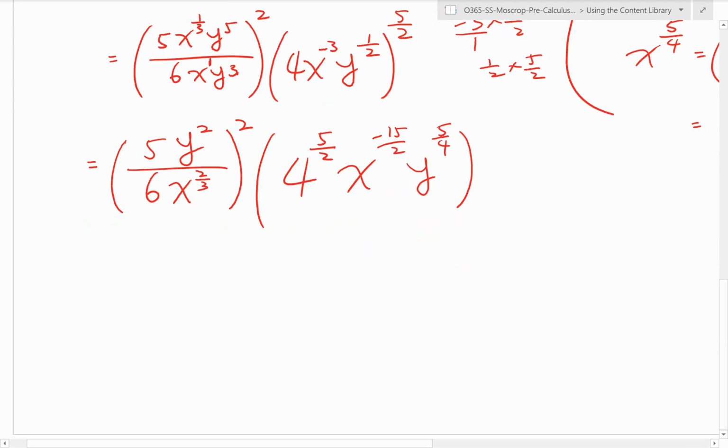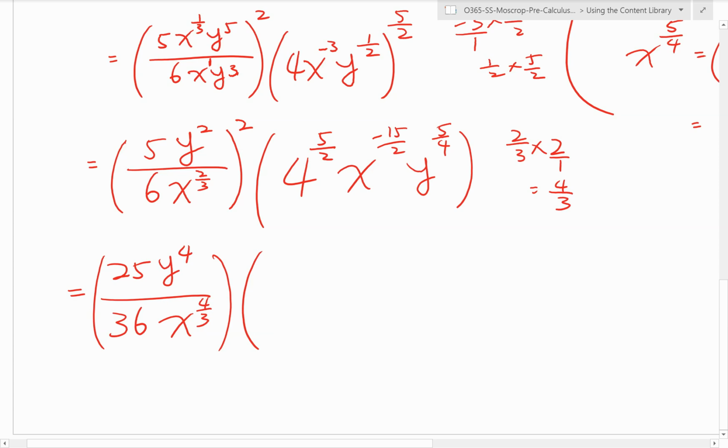Now I'm going to apply the squared into the brackets. So we have 5 squared, which is 25. We have y squared, so again, power of a power, multiply exponents. We have 6 squared, so that's 36. And we have 2/3 times 2. So that's 2 over 1. So 2 times 2 is 4, 3 times 1 is 3. So 4 over 3.